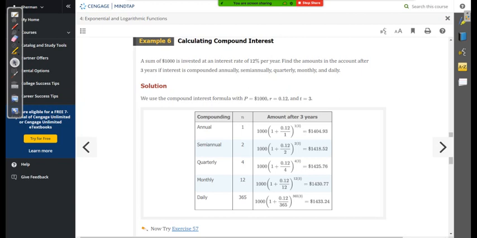As we do that, notice how the numbers are all pretty close to the same, right? We have 1404, 1418, 1425, 1430, 1433. But notice how the more that we compound, the more money we actually get. If we just compound it one time, we only get $404 in interest, because we initially invested 1,000. If we compounded it twice, we get a little bit more. We compound it 4 times, a little bit more. 12 times, a little bit more. And if we compound it every single day, we get a little bit more than monthly.